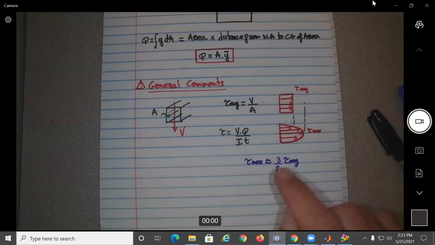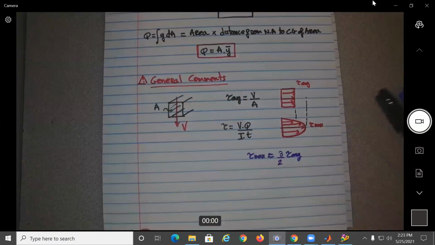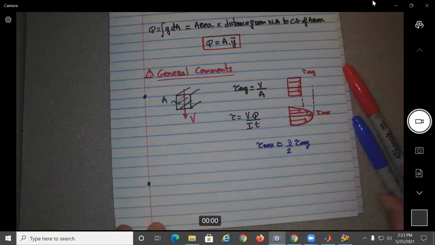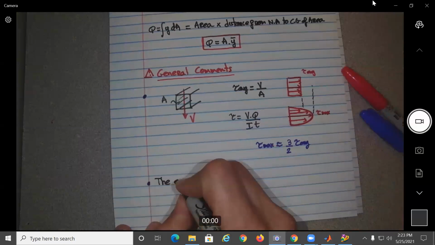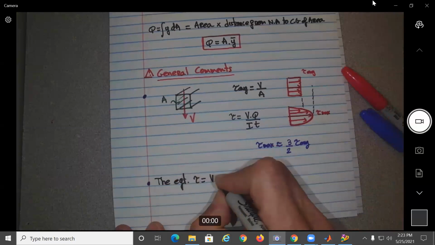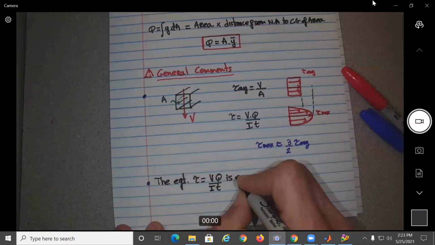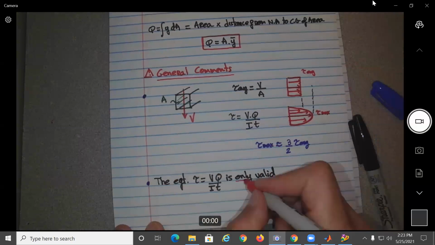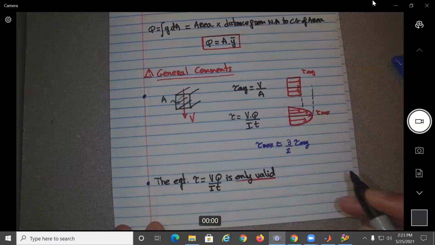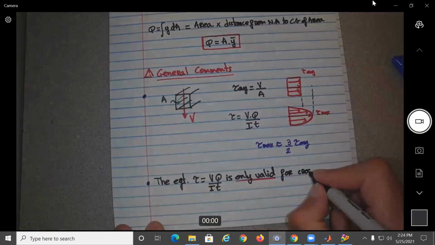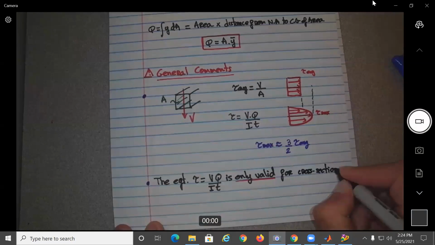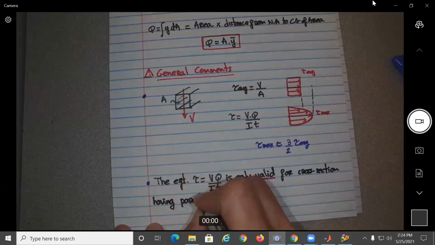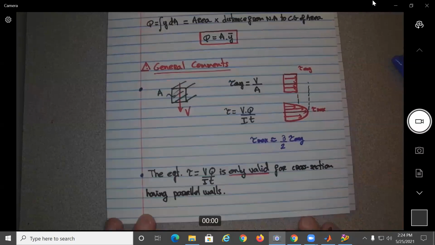And the other thing that I want to mention, which is important, and a lot of people make this mistake, is that the equation tau equal VQ over IT is only valid for cross sections having parallel walls. And this is something they never teach you.